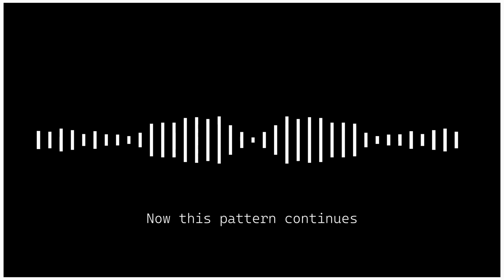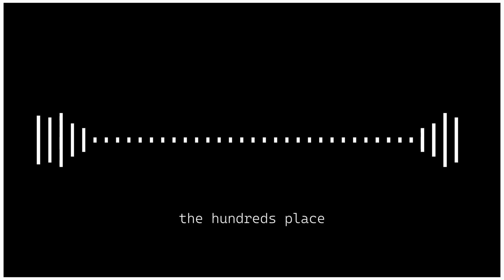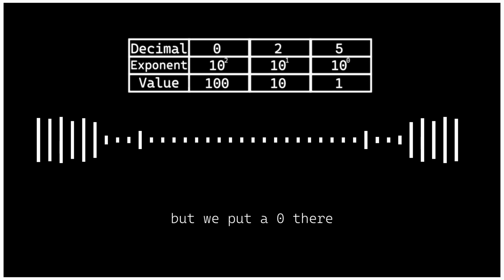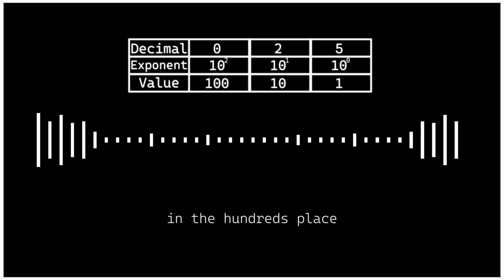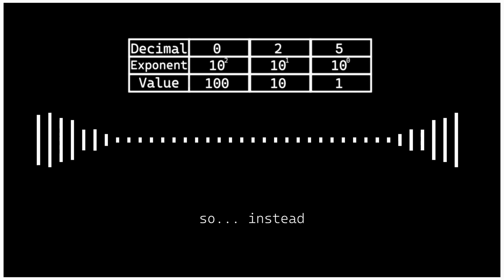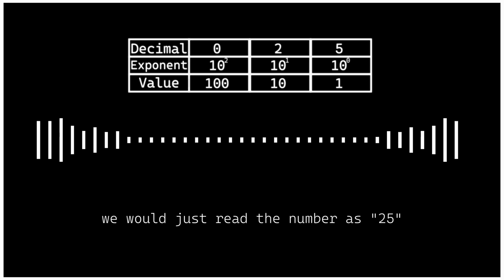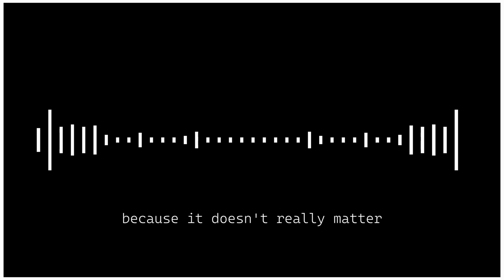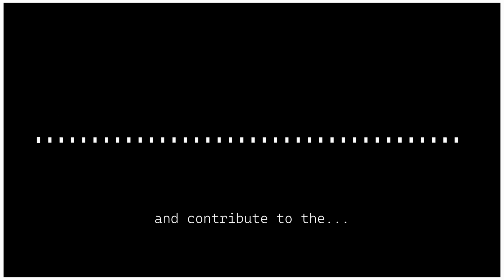Now, this pattern continues as the next place would be the hundreds place, and that would be 10 to the 2. But we put a 0 there because there is no value in the hundreds place. So instead, we would just read the number as 25. We often ignore this and any other prefixing zeros entirely because it doesn't really contribute to the number that we're trying to read.